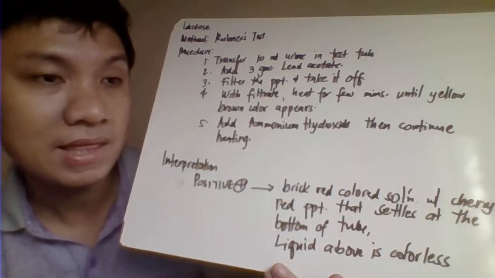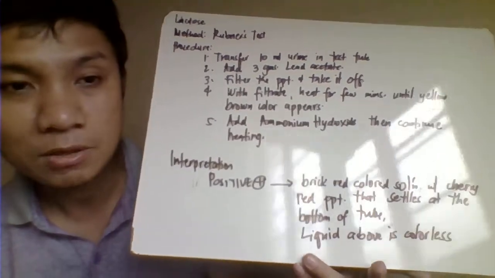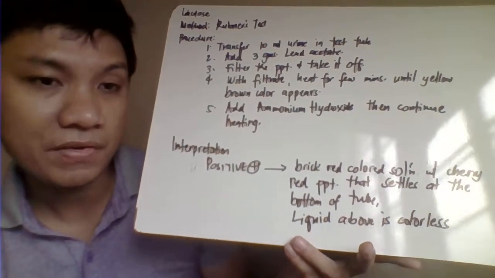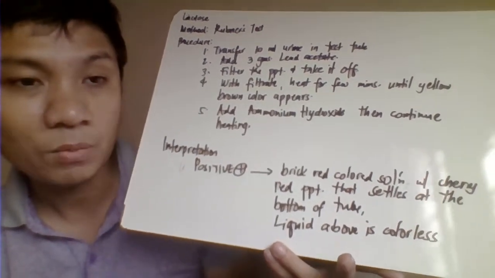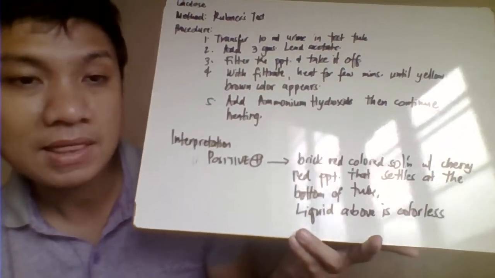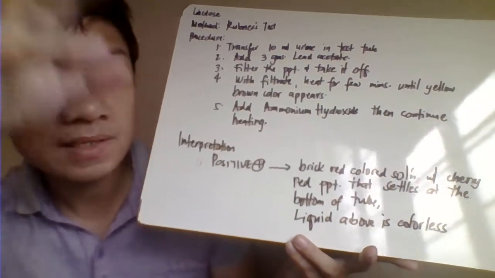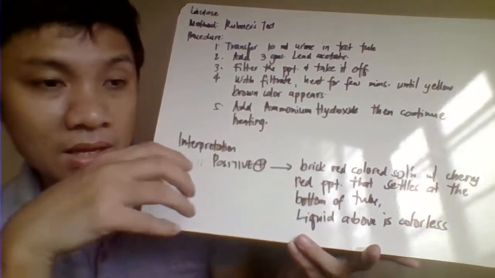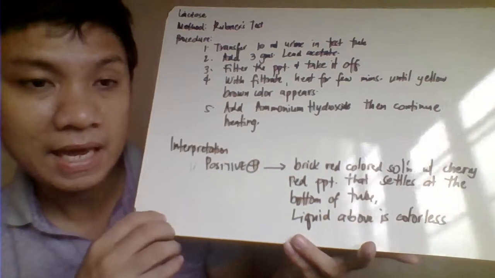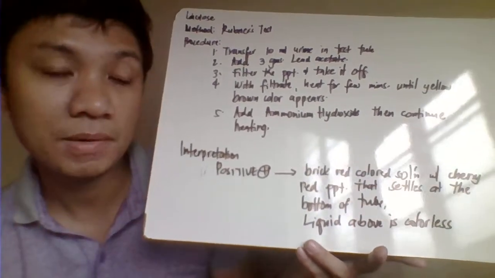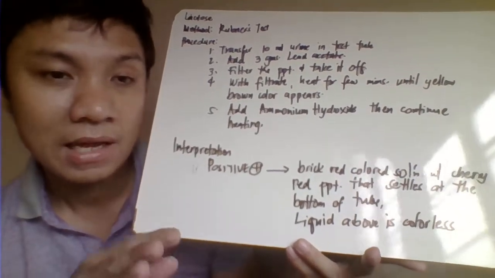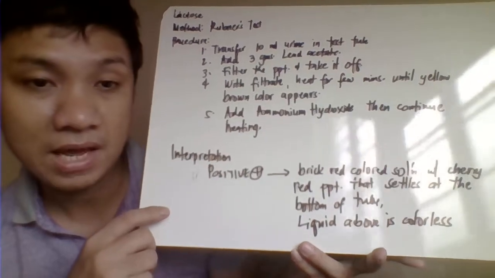Okay, if you already have your filtrate, heat that for a few minutes until you produce a yellow solution. Then after that, you add your ammonium hydroxide and observe for the brick red solution plus cherry red precipitate. The brick red, the cherry red precipitate, is at the bottom, and the top portion is colorless. So for this one, again, you write the observation and interpretation. Observation is the color of the solution and the color of your precipitate. And for the interpretation, you write if it's positive or negative.